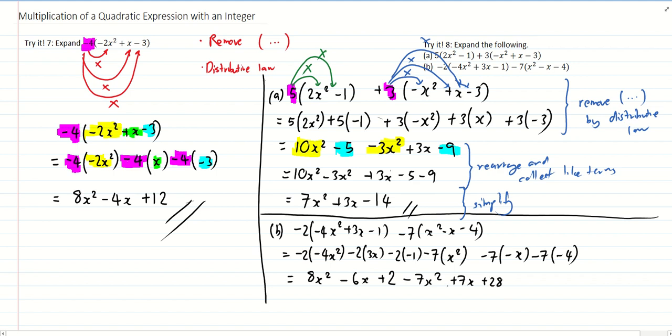And then we'll rearrange all the like terms together, so we have 8x squared. And then let's look, is there any more x squared? We do, we have minus 7x squared here, so minus 7x squared, minus 6x. Let's take a look, is there any more x? There is, plus 7x. And then we have plus 2 and plus 28. And then we can simplify them.